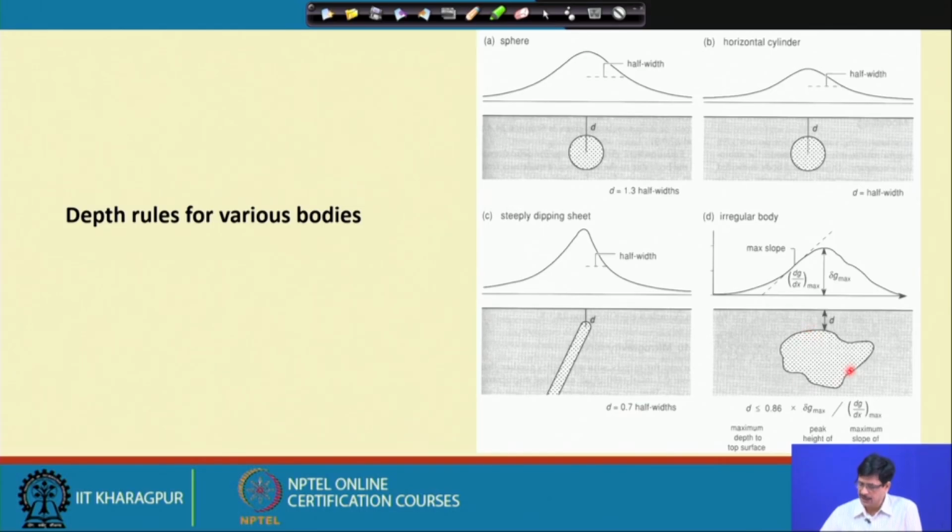And here it is interesting that if we consider any irregular shaped body, which is more likely the case in nature, there the depth is usually found out by the slope, that is the change in the gravity anomaly, this slope on this side with distance dg by dx, multiplied by the del g max, that is the maximum anomaly that we are getting here. So, that will be less than or equal to 0.86 into this del g max divided by the slope that we get as the del g by del x.